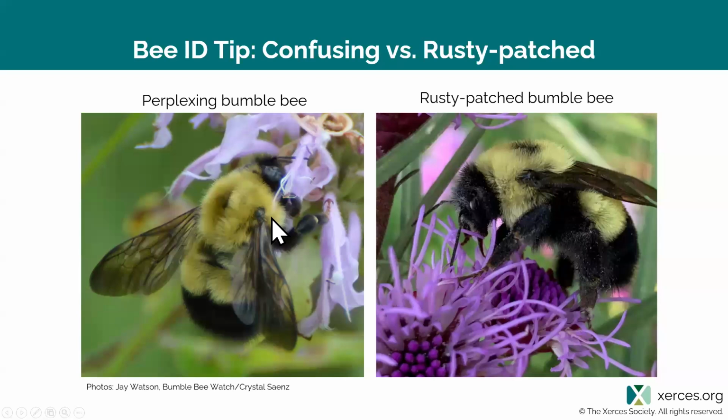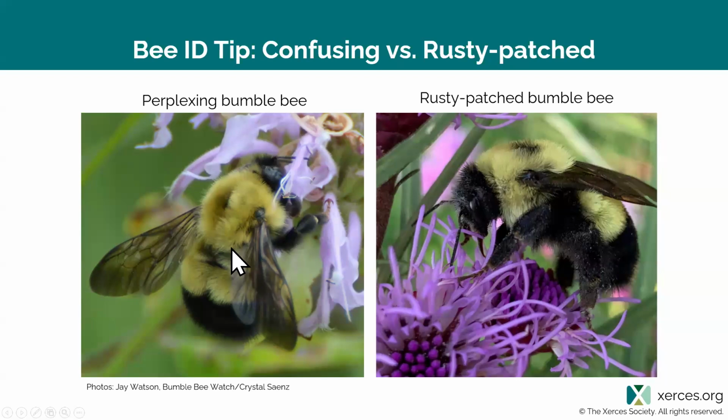Some things to look out for when you're differentiating between perplexing bumblebees and rusty patch bumblebee queens are, once again, the hair colors on the top of the head. Perplexing bumblebees have yellow hairs on the top of their head, whereas rusty patch bumblebees will be mostly black.